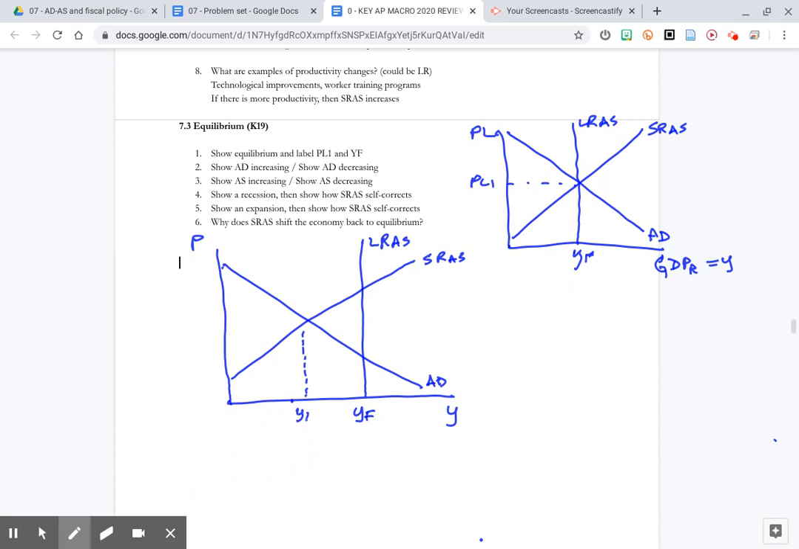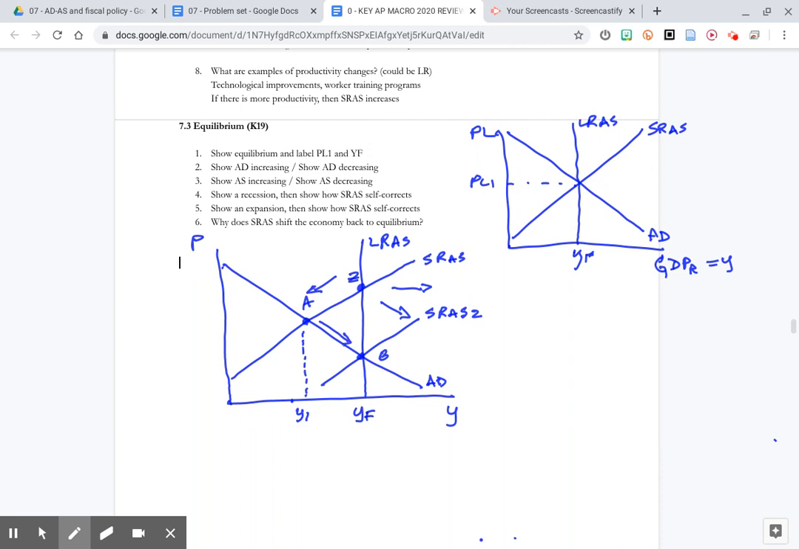And so this is a recession, right? Our current level is below full employment. And the SRAS curve is going to correct the economy all by itself by shifting to the right. Why it does that is something we're going to explain in a little bit. But we go from point A to point B. Now, this self-correction happens because we were at, we'll say, point Z. So we move from point Z to point A, and then from A to B.